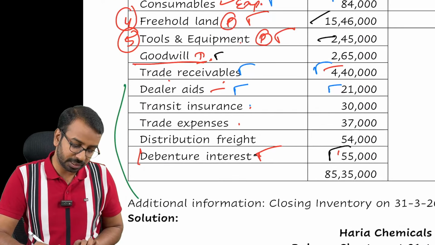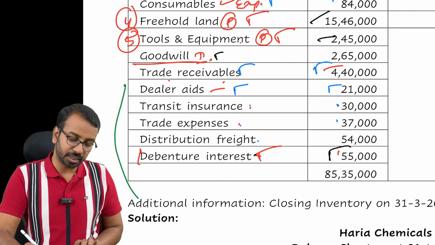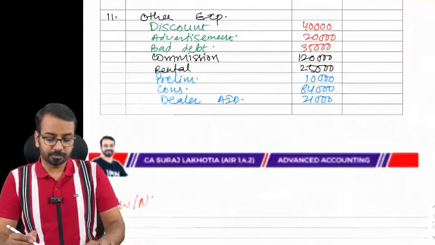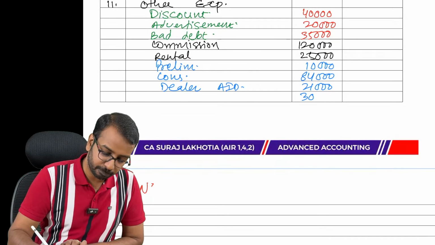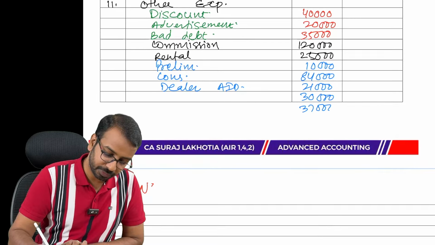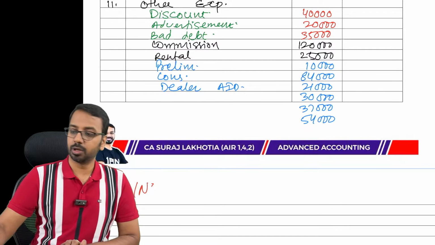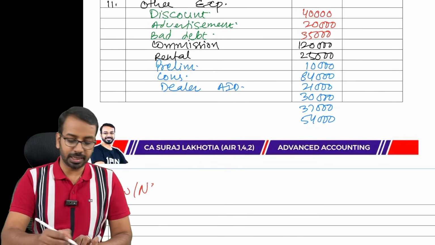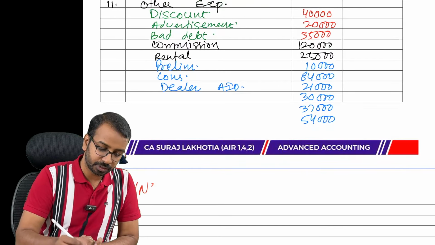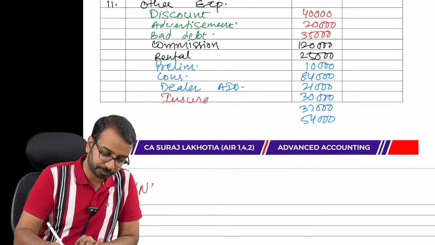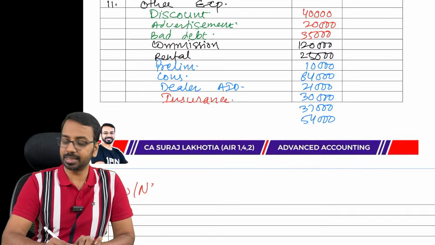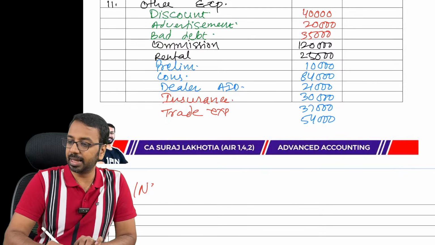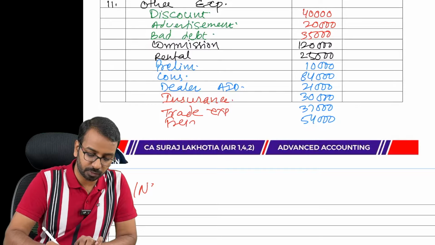Then we have transit insurance, trade expenses, freight: 30, 37, 54,000. What is this 30, 37, 54,000? I'll just refer to my other note here. So 30 is insurance. Then 37 is trade expenses. And then we have freight of 54,000.